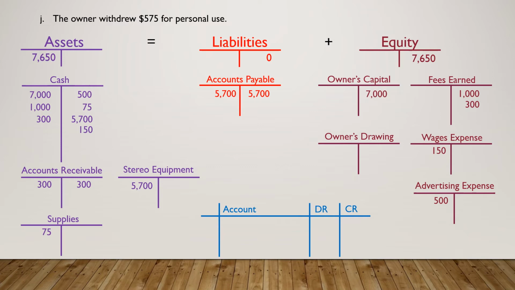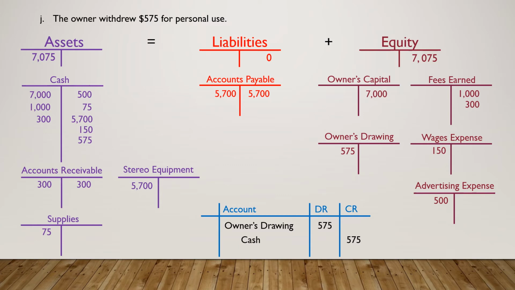Finally, Transaction J. The owner withdrew $575 for personal use. Debit the drawings account and credit cash for $575. The debit will be posted to the left column of the owner's drawings account, and the credit will go to the right column of the cash account. That credit to cash decreases assets to a $7,075 debit, and the debit to drawings decreases equity's credit by the same amount. With all our entries posted, we now just determine the balances in the T accounts.